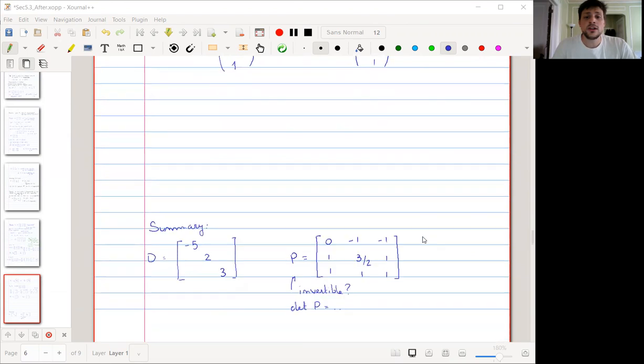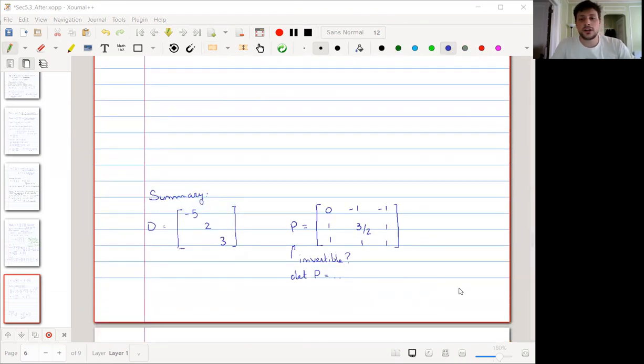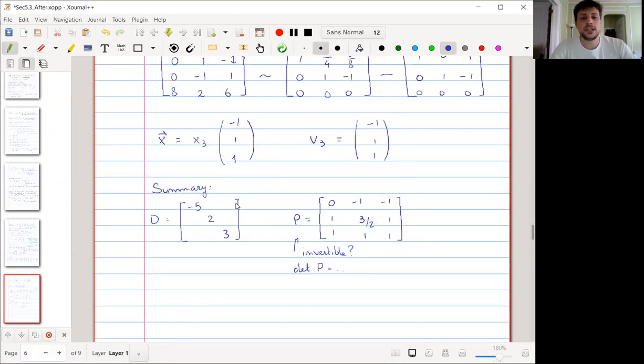Okay, so now the conclusion of our reasoning here is that we found the matrix D and the corresponding matrix P. Now observe that to the eigenvalue lambda 1 corresponds V1 here, and to the eigenvalue lambda 2 we put V2 right here, and to the eigenvalue lambda 3 we put the column V3 here. It's important that the order of the eigenvalues appearing is the same as the order of the columns inside P.